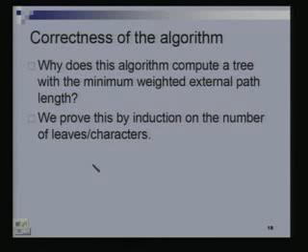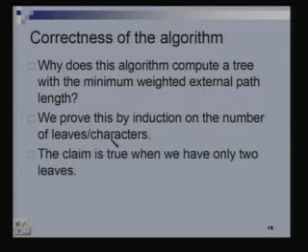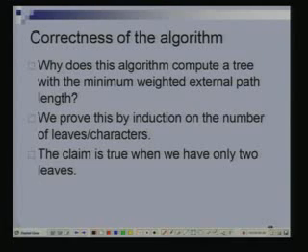We'll be proving it by using induction on the number of leaves, which is the same as the number of characters, right? So suppose I gave you only 2 leaves, then what is this algorithm going to do? It will just combine them into one, and so it will basically give you a tree with 3 nodes, one root, and this will be 0, and this will be 1, and clearly it's using 1 bit for each of the characters. You cannot do better, right? You cannot take 0 bits for a character.